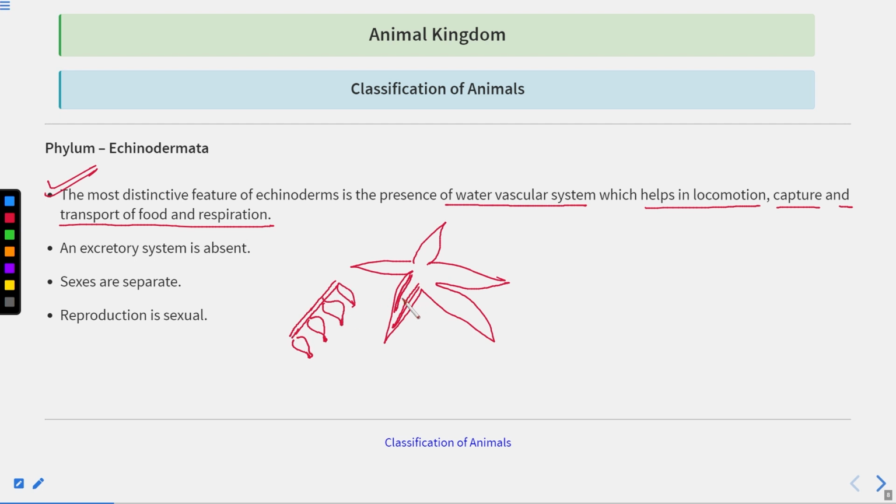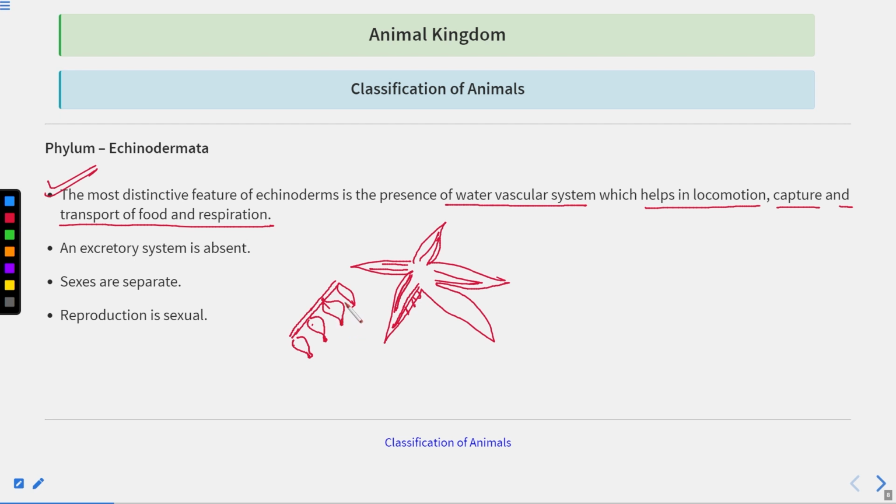So this gets filled with water, this gets filled with water. When the water enters inside the body, all these channels get filled with water. This is called the water vascular system, filled with water. And these pouches, balloon-like structures, also get filled with water.